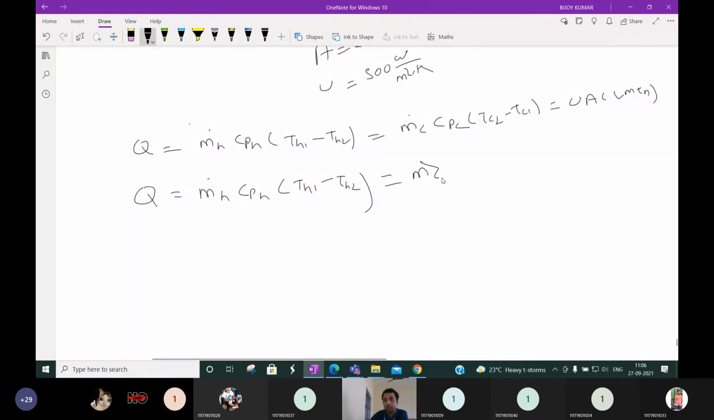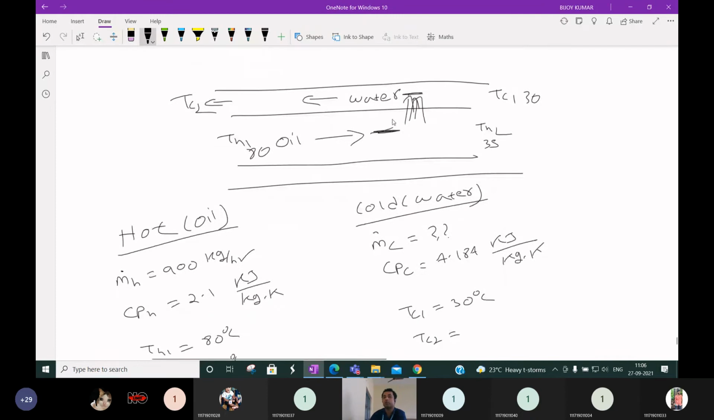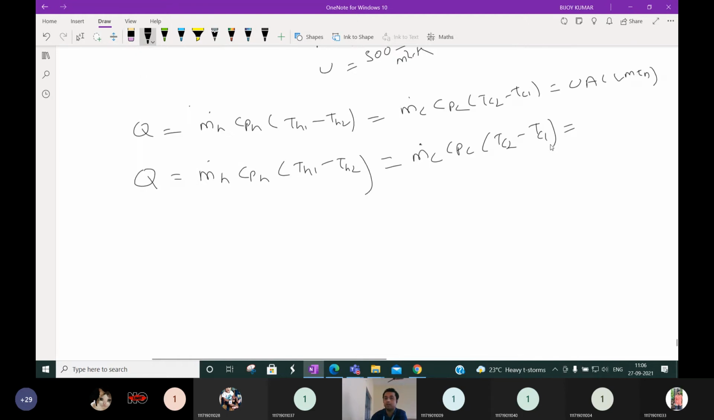That is the mass flow rate of cold fluid, Cpc of cold fluid, (Tc2 minus Tc1), which is equal to how much heat is transferred from this to this one. That is nothing but UA LMTD, because here we have to consider the overall heat transfer coefficient, because this is a fluid, this is a solid, and this is the fluid again. That is nothing but UA LMTD.